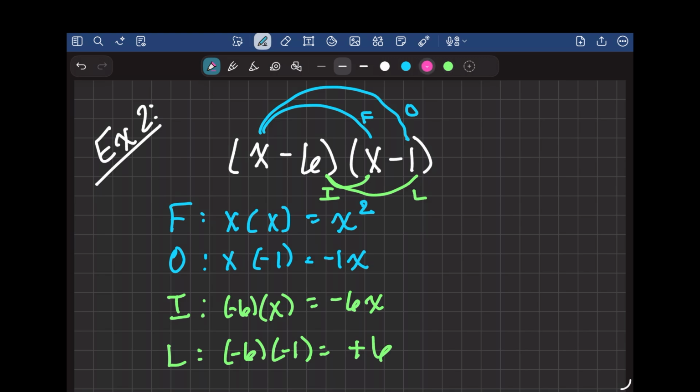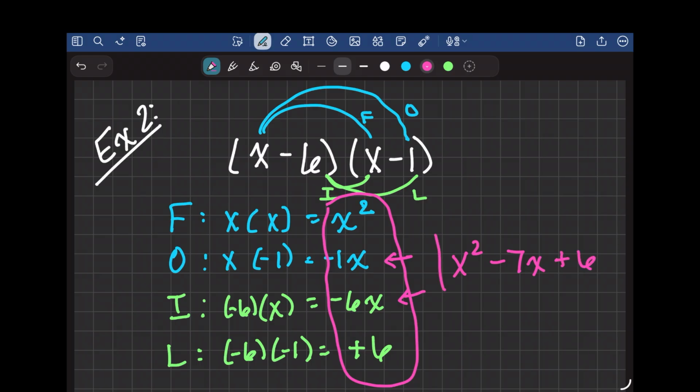So same thing as our last video, we're looking at these last 4 terms and we're going to see what we can combine. Our x squared is going to stay x squared, but I can combine negative 1x and negative 6x, and that would give me a negative 7x. And then adding that 6 on at the end, we are now in standard form and we are finished.